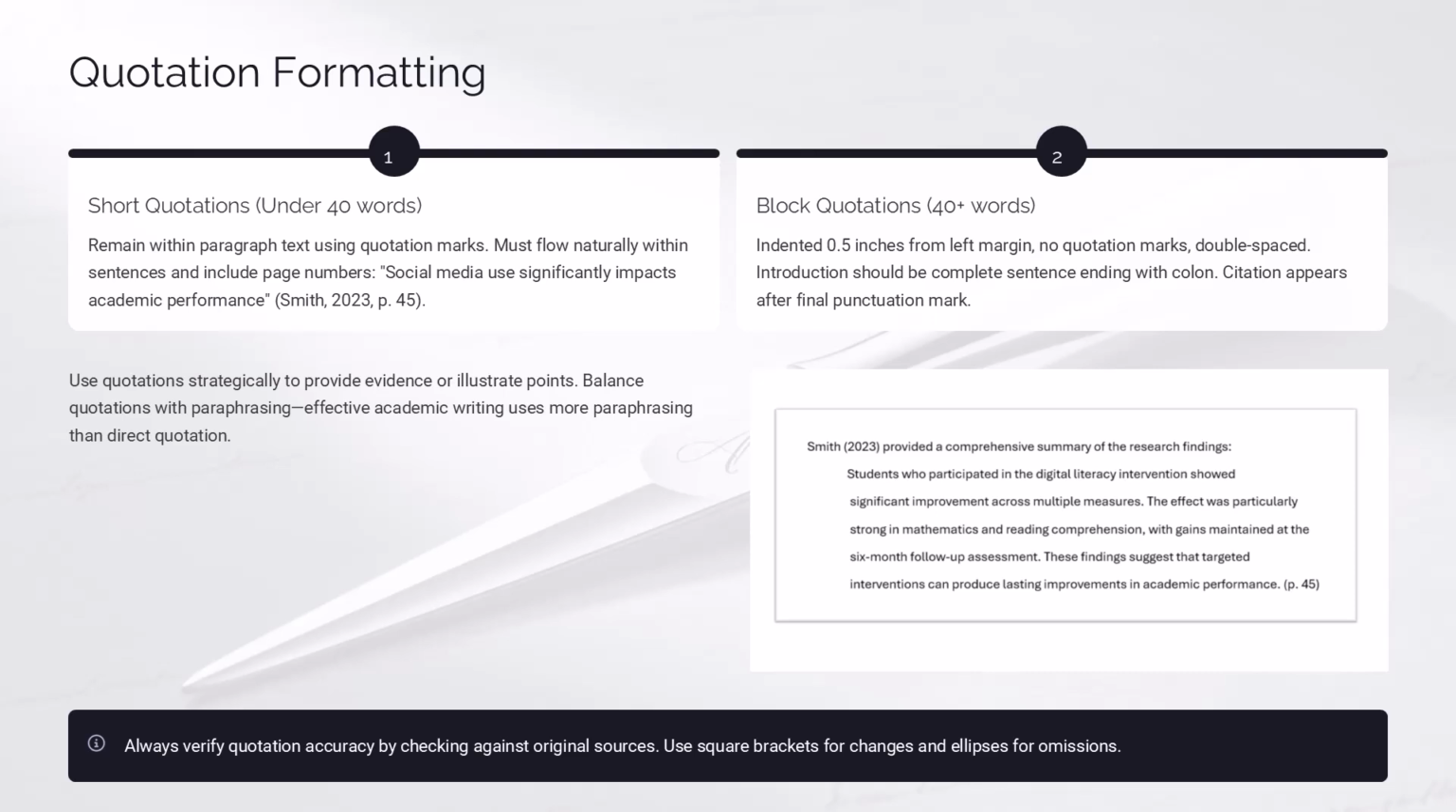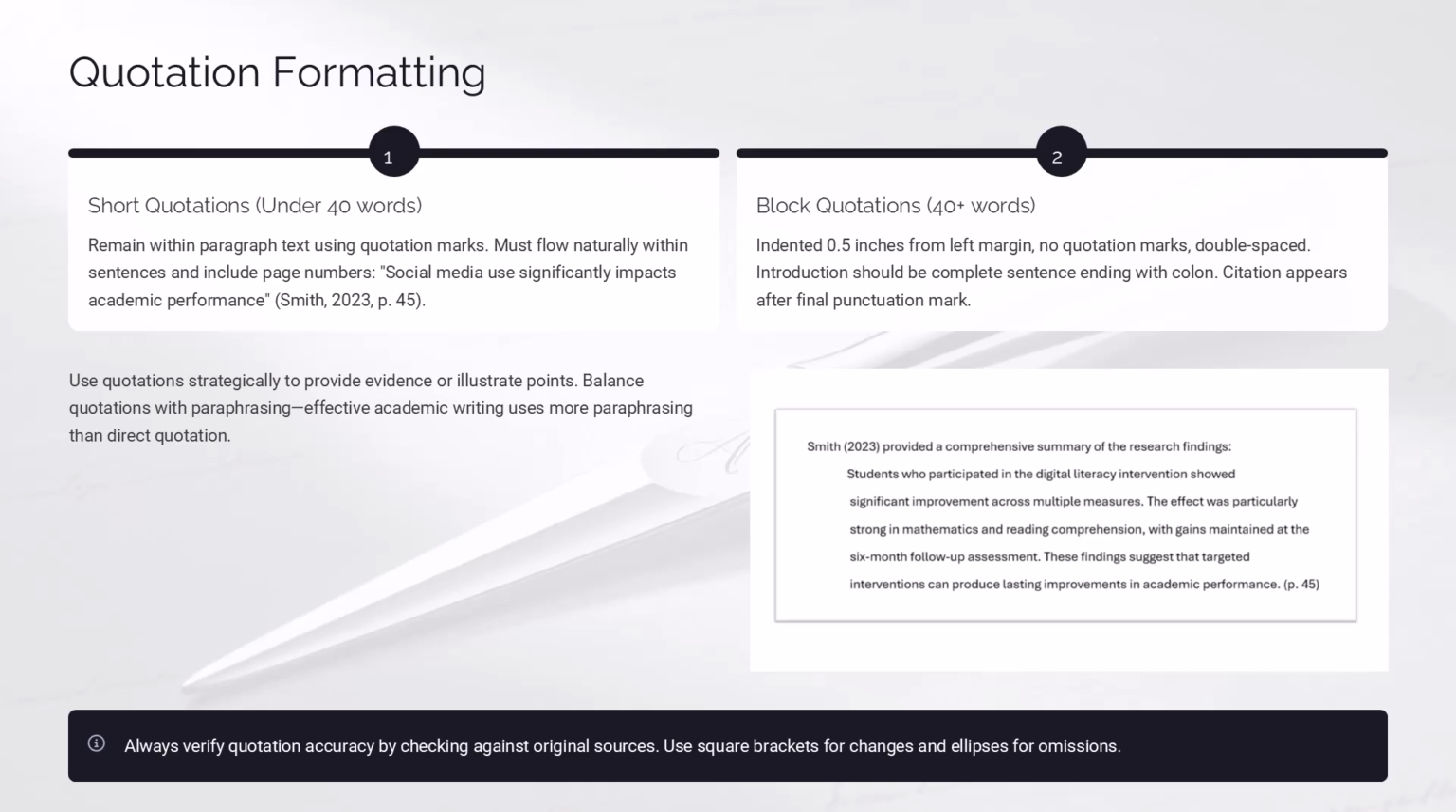For example, recent research demonstrates that social media use significantly impacts academic performance (Smith, 2023, page 45). Notice how the quotation completes the sentence begun with your own words. Always include page numbers for direct quotations, regardless of length. This requirement allows readers to locate the exact source of quoted material and verify your use of the source.